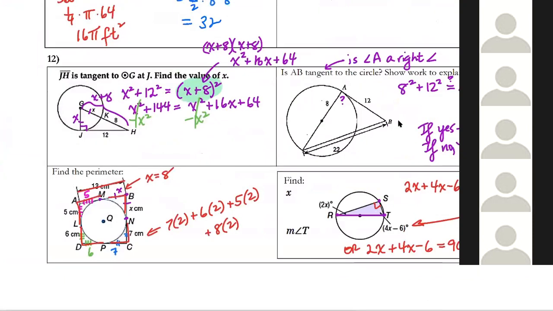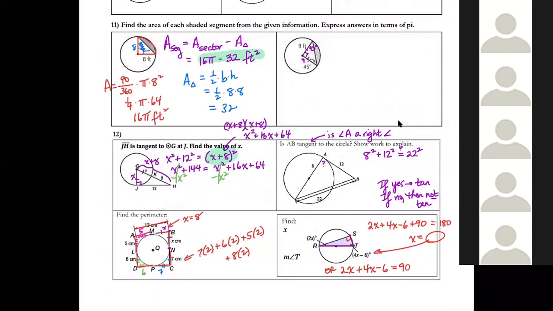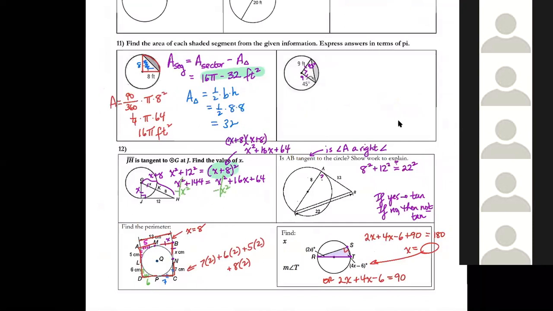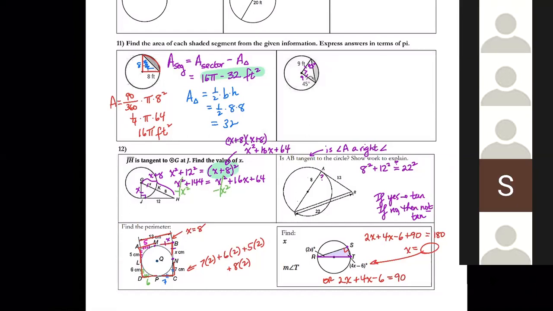Okay, any questions on 11 or 12 that you want me to explain or go back to? Okay, what other questions do you have? They can be specific questions or they can be general questions. And it doesn't have to be off of this review. If there were things on the other homeworks that you have questions about, we can go over those also.